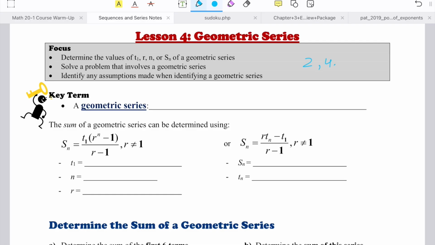So 2, 4, 8, 16, and so on. So it's being multiplied by 2, right?